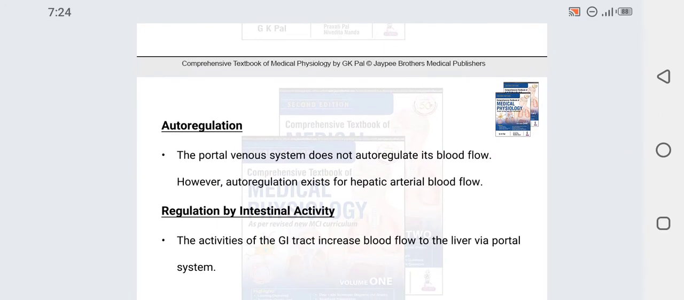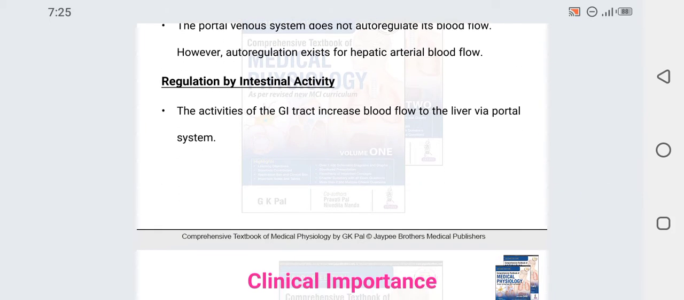the hepatic blood flow. In autoregulation, the portal venous system does not autoregulate its blood supply. However, autoregulation exists for the hepatic artery blood flow. The activity of the GI tract increases blood flow to the liver via the portal system.